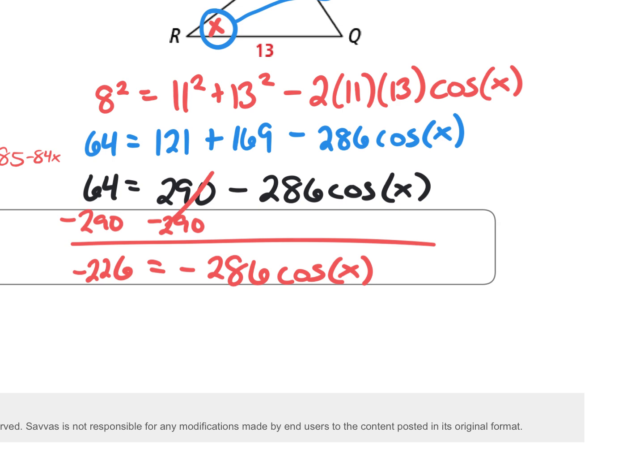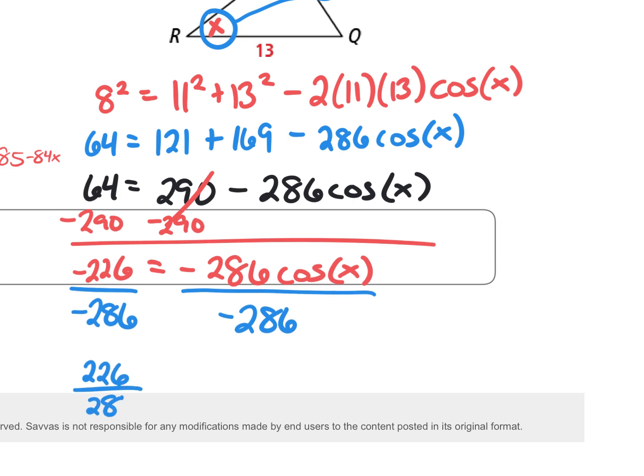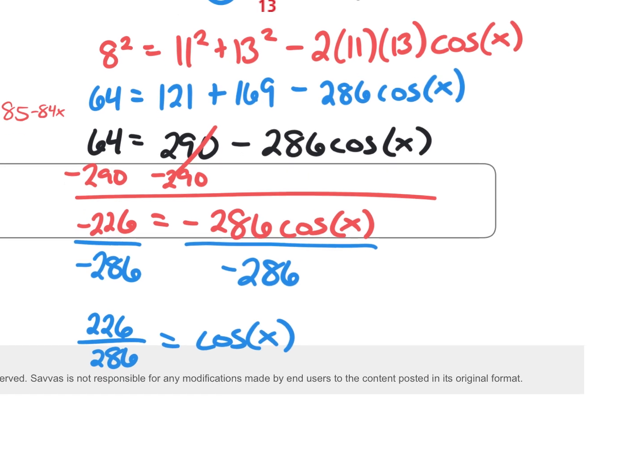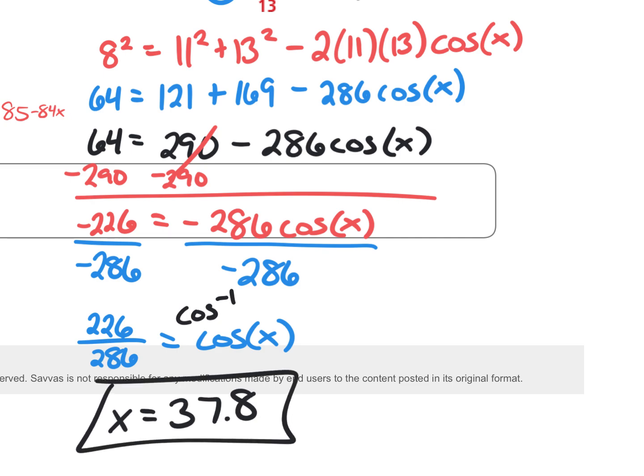Next. Divide by negative 286. Do I need to reduce that fraction? No, don't go through the time. So we get 226 over 286 equals cosine of x. What is my last step here? To get x by itself? Inverse. Yep, if you're ever looking for an angle, you're always going to use that inverse. What'd you guys get for your answer? 37. Should get 37.8.